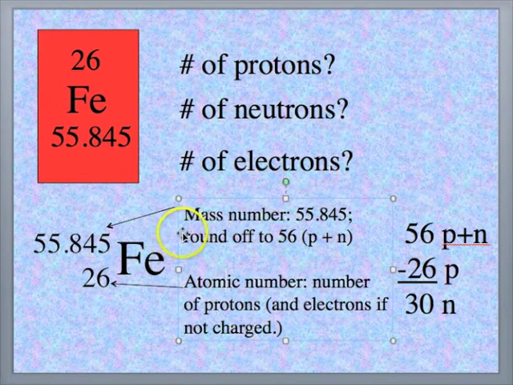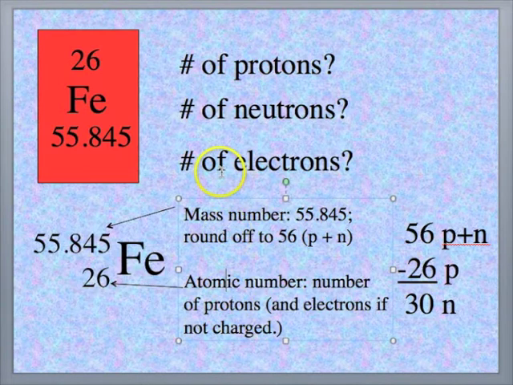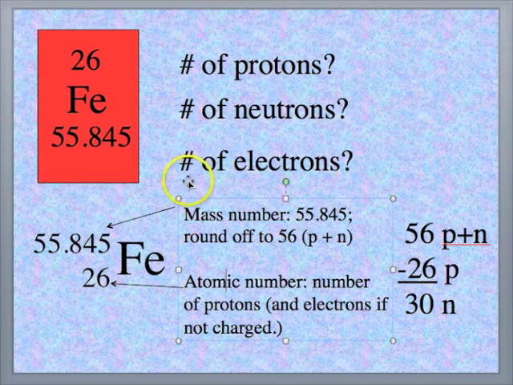You now know the number of protons and the number of protons plus neutrons. You also know the number of electrons if the atom does not have an electrical charge, if it's not an ion. If it has all of its electrons, it hasn't lost or gained any, then the number of electrons has to equal the number of protons.